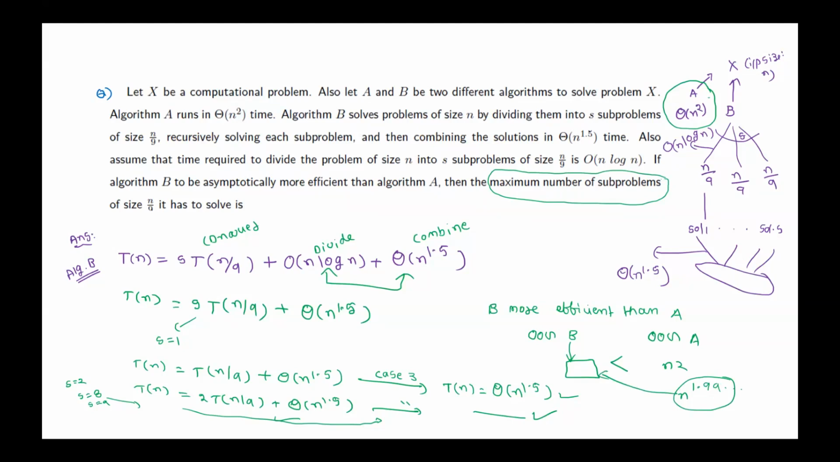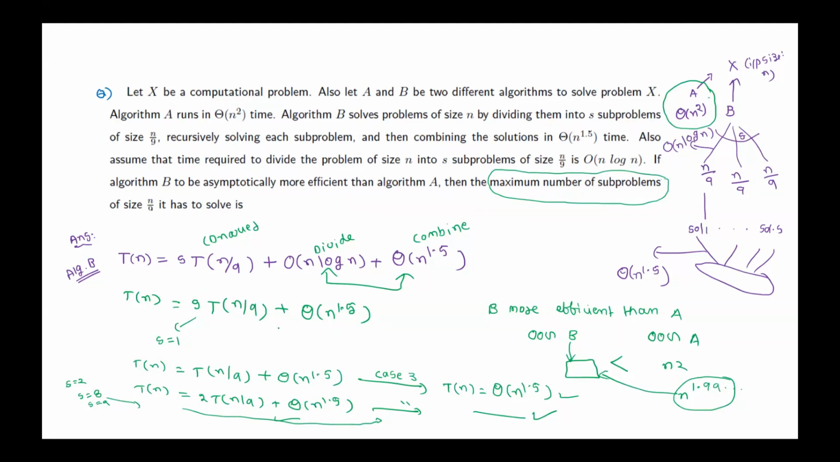N power 1.99, is it better or not? Yes, sir. So finally we ensure that overall whatever answer we get is better than n square. That means it can be even more than n power 1.5 or not? Yes, it can be even more than n power 1.5. Only it should be less than n square. Only that much we want.